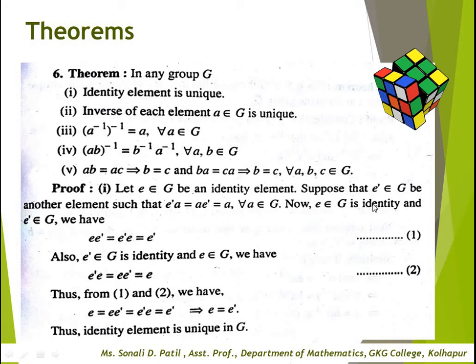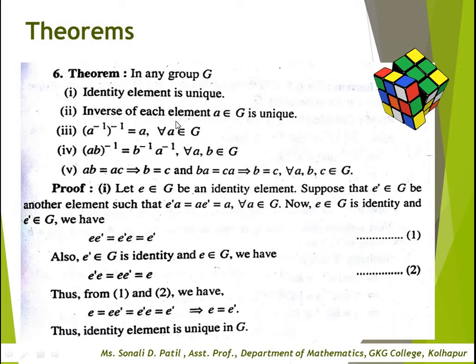Now e belongs to G is identity and e dash belongs to G. We have e dash is equal to e dash e is equal to e dash, equation number 1, and also e dash belongs to G is identity and e belongs to G. We have e dash e is equal to e dash is equal to e. This gives equation number 2. Thus from equations 1 and 2 we have e is equal to e dash e is equal to e dash. So this implies that e is equal to e dash. Thus the identity element is unique in G.